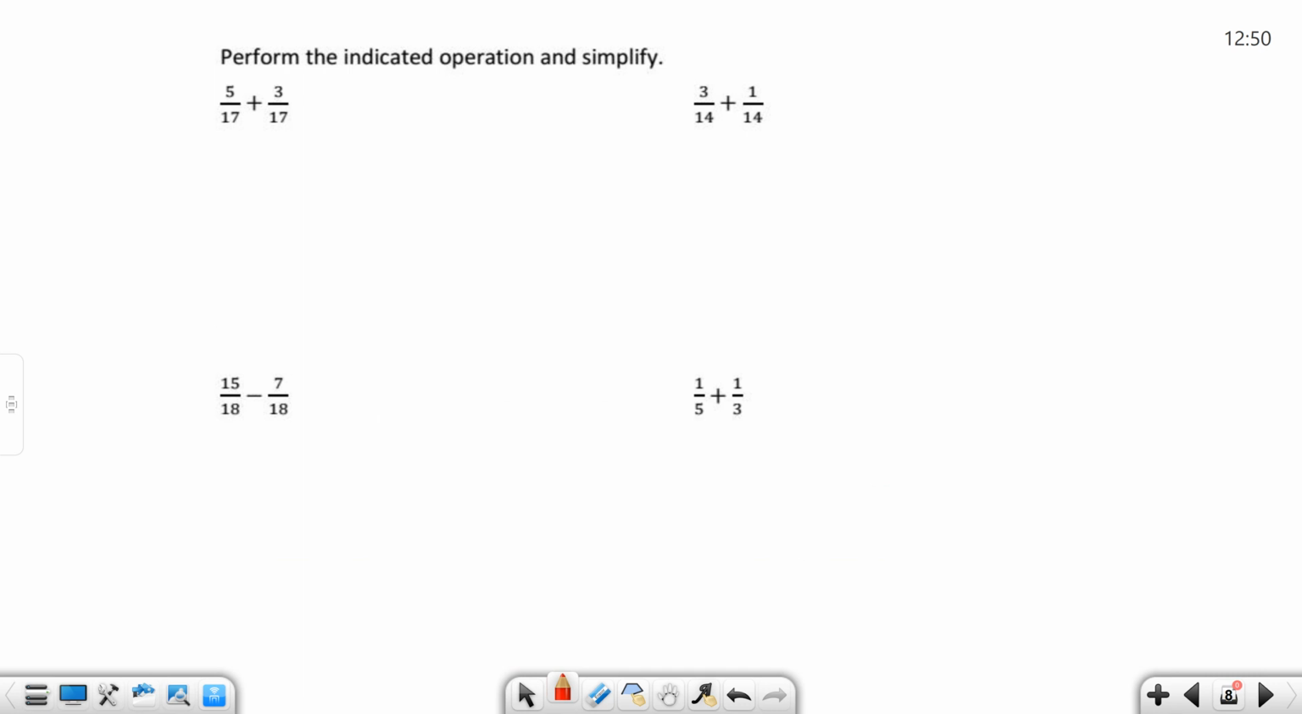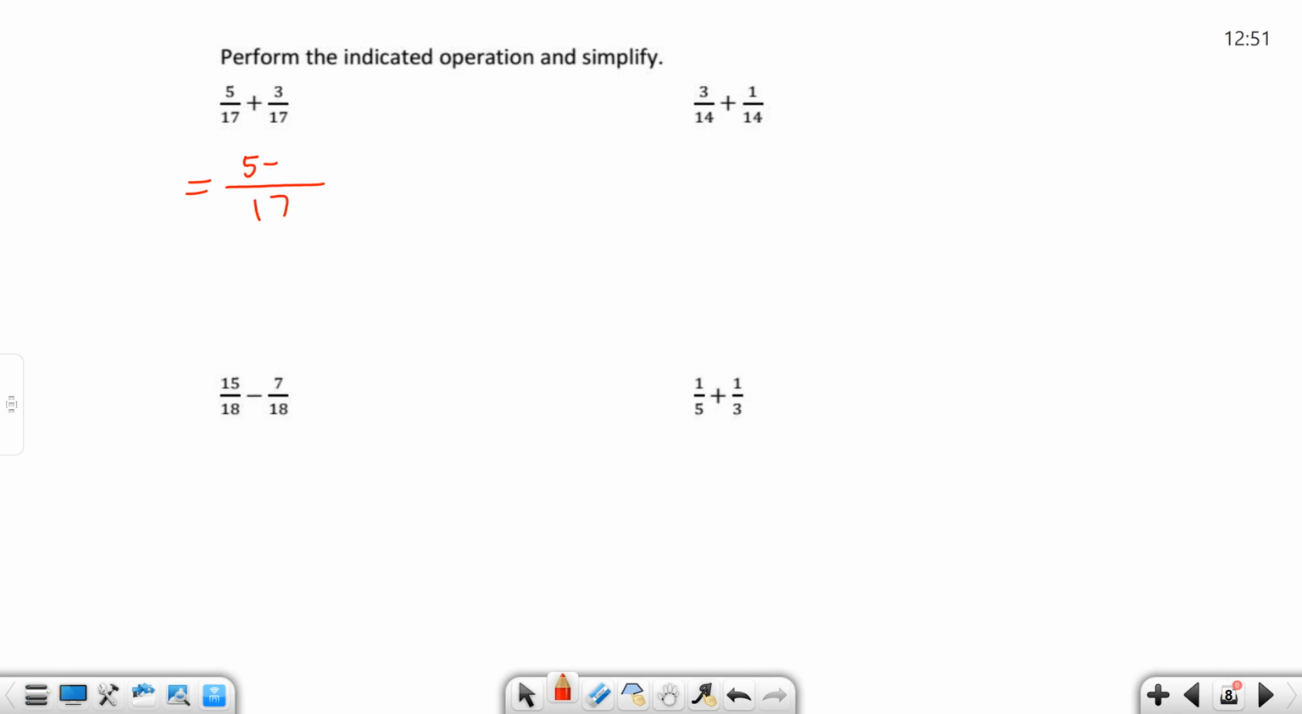So perform the indicated operation and simplify. 5/17 plus 3/17. The big idea here is, what am I doing? I'm adding. When I add or subtract fractions, I must have an identical denominator, what's known as the common denominator. The least common denominator, which we find if we need to, is a common denominator that's simplified or reduced to lowest terms. Here, we have an identical denominator of 17.